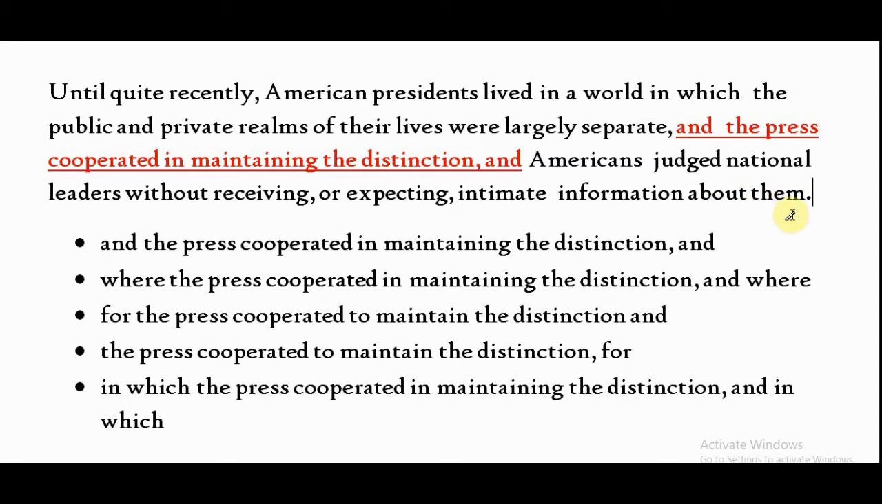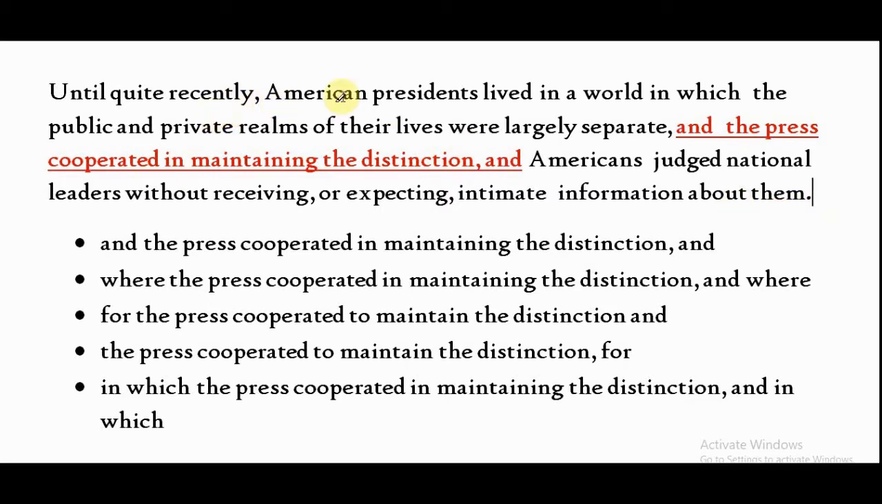When you glance at any passage, remember if you find conjunctions, if you find idioms, it may be a question of parallelism. What if underlined words are close to conjunctions or idioms? No doubt it is a parallelism question. Let's understand the passage.